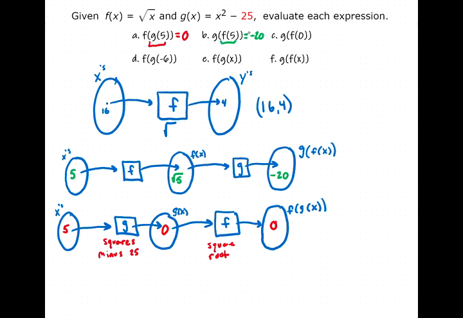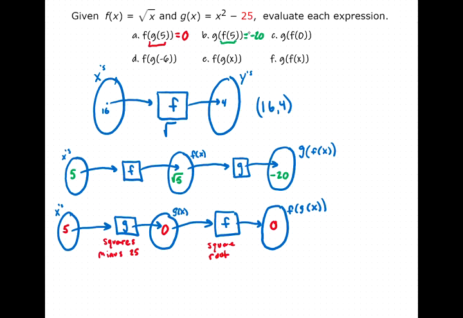Now, sometimes, coincidentally, f of g of x or g of f of x both give you the same value, but normally they don't. In this case, you get a 0 if the g function comes first, and you get a negative 20 if the f function comes first. And we could do the same thing with the number 0 and the number negative 6 for part C and part D.